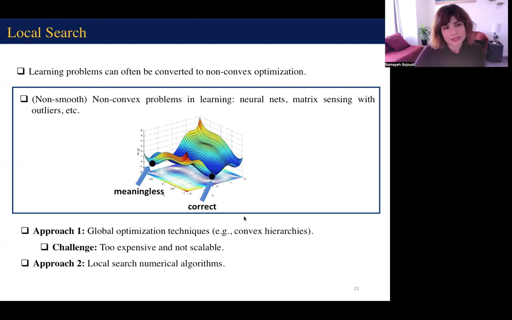Well, we can use existing global optimization techniques like convex hierarchies to go around this issue. But the challenge is that these methods are too expensive and not scalable. And for this reason, data science and industry mostly rely on computationally cheap local search numerical algorithms.